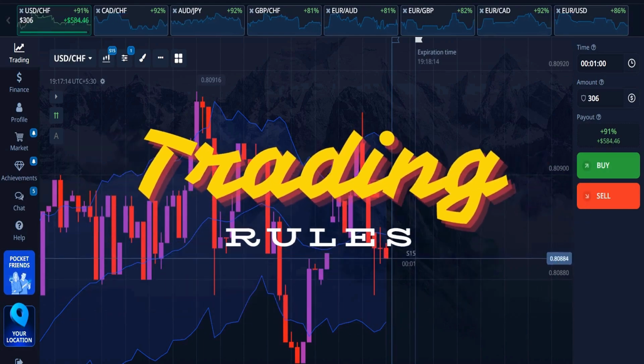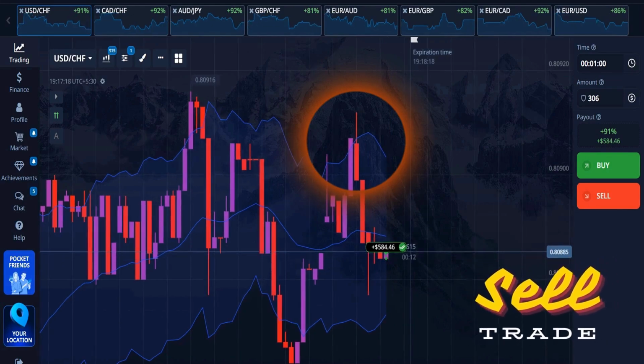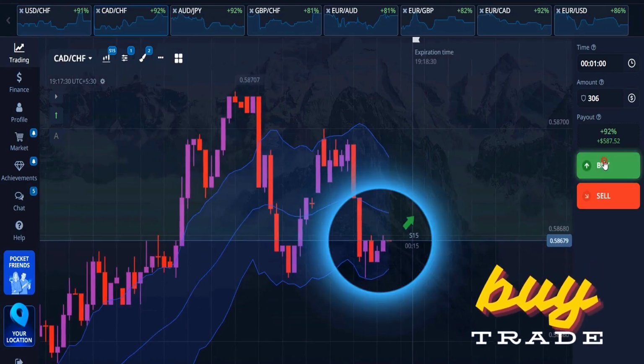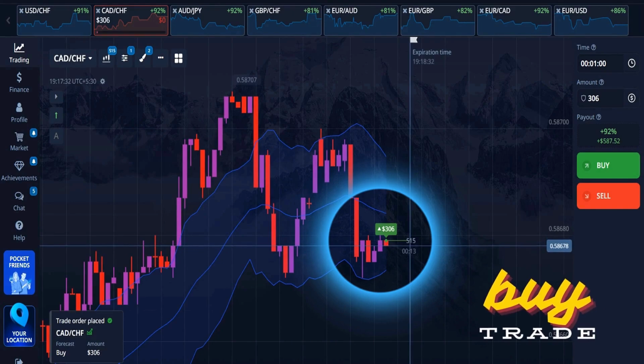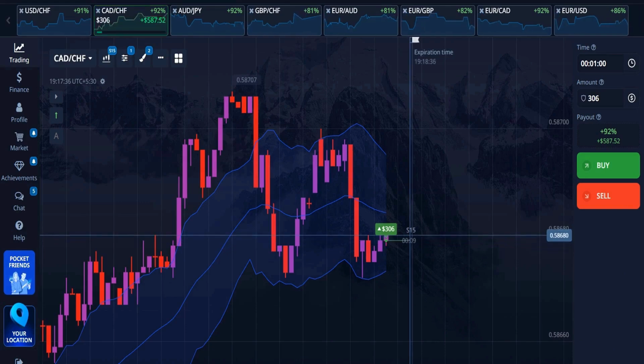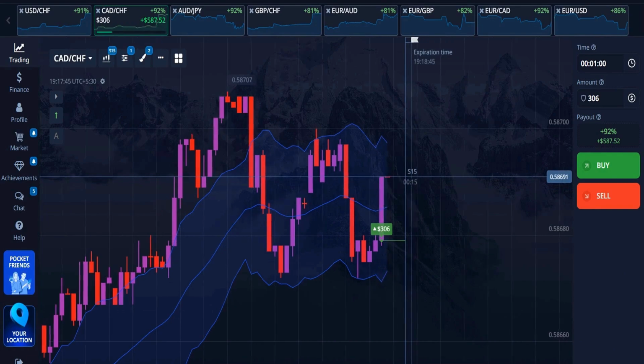Let's get straight to the trading rules. When price touches the upper Keltner channel and a bearish candle forms, enter a sell on the next candle. When price touches the lower Keltner channel and a bullish candle forms, enter a buy on the next candle. This is a reversal strategy, so avoid trending markets. It works best in zigzag conditions.